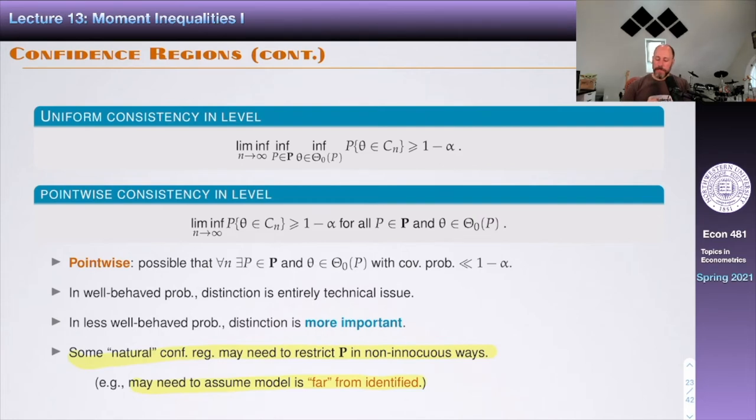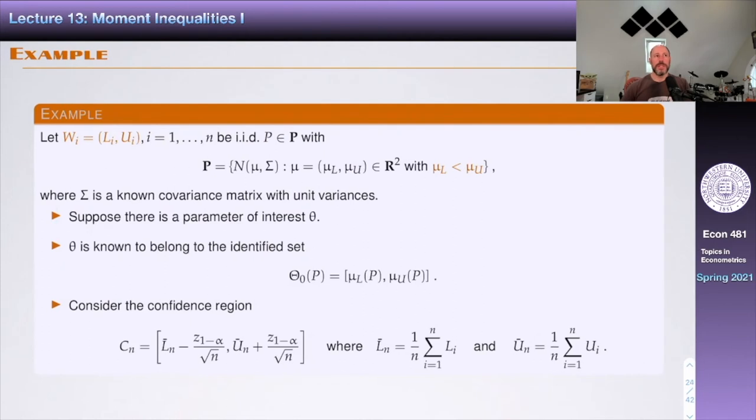So I want to illustrate that with an example. And this is actually the simplest example that you can construct from my point of view. It applies immediately, for example, to the case of missing data, though this is going to be even one step farther into simplicity. So let W be a random variable with components L and U, where L stands for lower bound and U for upper bound. We're going to assume that the model is a normal distribution with two means, mu L and mu U, with the restriction that mu U is strictly larger than mu L. Sigma here is going to be known. I don't know what it is, but we're going to assume unit variances so that we don't care about standardizing things.